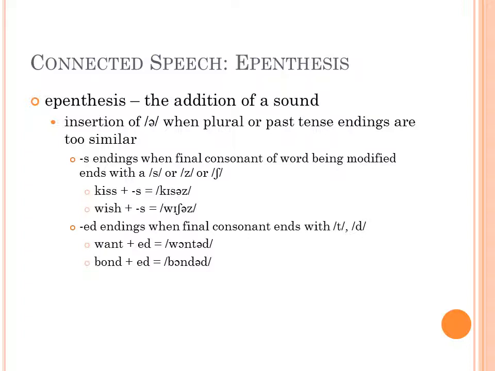So, with s endings, when one of the final consonants of the word being modified ends with an s or z or sh, we might have an insertion of a schwa there. So we have kisses and wishes. With ed endings, when the final consonant ends with a t or a d, that's too similar to the ed ending sound, the d sound. So we insert a schwa, and we have wanted or bonded.